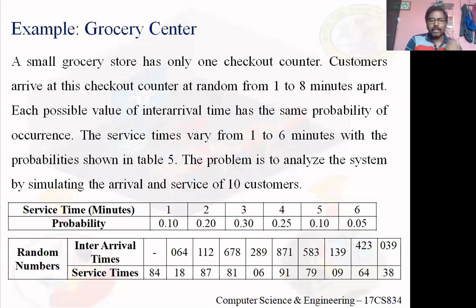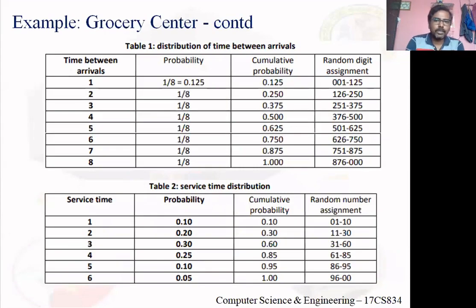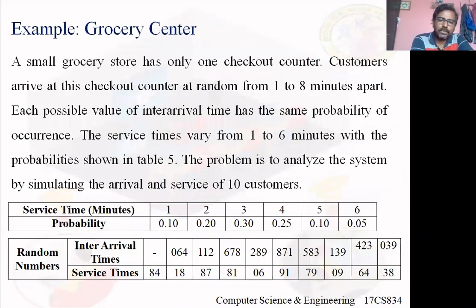See here. For the 6 service times, we know the probability. Clear? And what about the probability of the 8 inter-arrival times? It is 1 by 8. Look at this table, because all 8 possible values for inter-arrival times have the same probability. So 1 by 8, that is nothing but 0.125. Clear with this? So all 8 inter-arrival times have the same probability 0.125, whereas service times have varying probability.